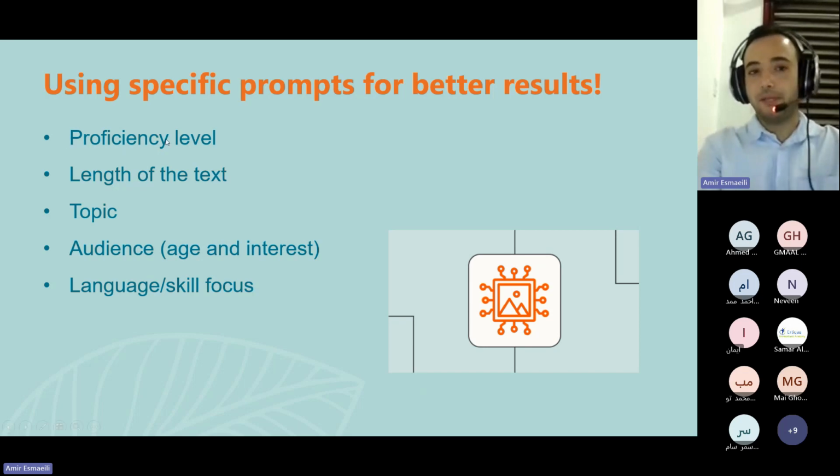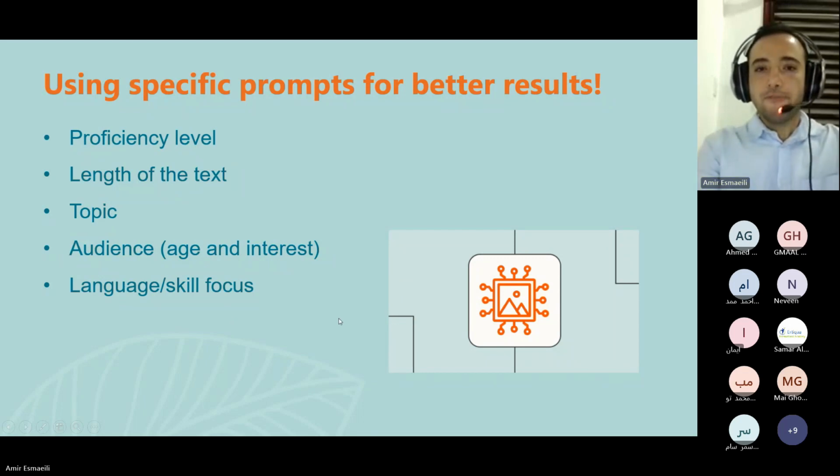And those are the proficiency level, length of the text, the topic that we would like the AI to generate for us, our target audience, specifically their age and interest, and finally the target language, whether we are going to focus on a particular area of language, whether it is grammar, vocabulary, pronunciation, or one of the 4 skills.